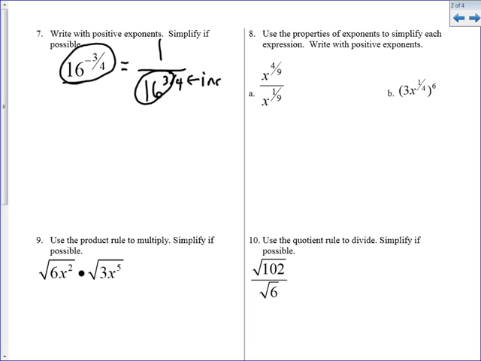I have an index of 4, an exponent of 3. So I'm looking at the 4th root of 16 to the third. Personally, because I'm standing up here without a calculator, I would take the 4th root of 16 first and then cube it. You could cube 16, then do the 4th root. You get the same answer. Just don't forget that it's all under 1 now. So the 4th root of 16 is 2, to the third power, gives me 1 over 8.